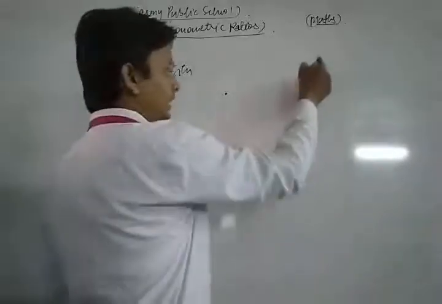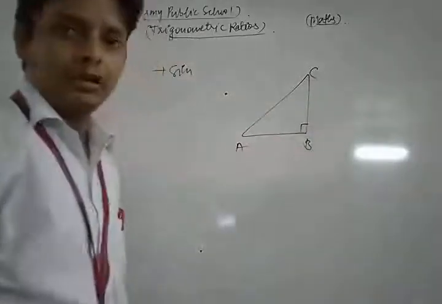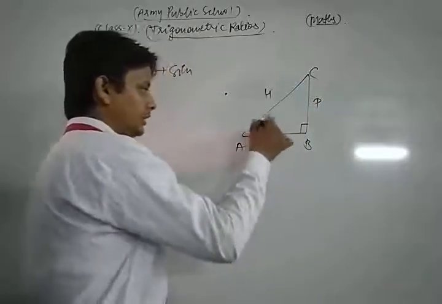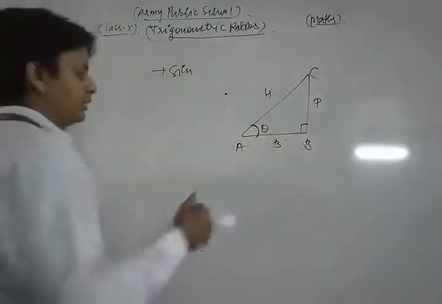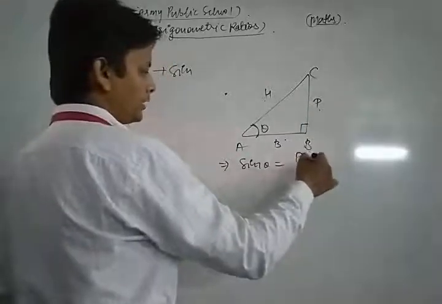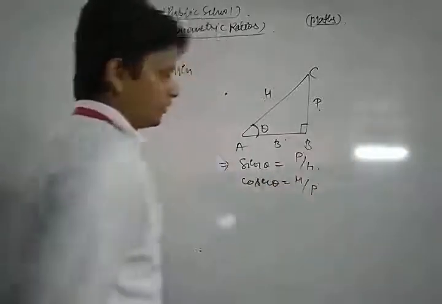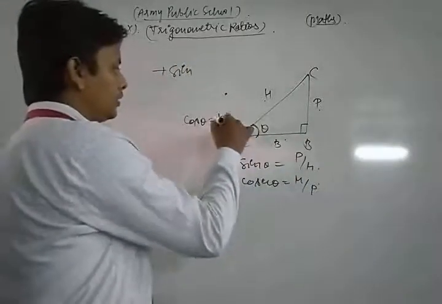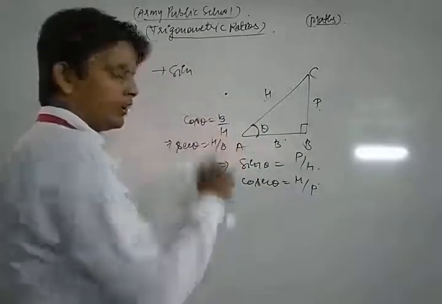And you know that for any right angle triangle ABC, right angle at B, this is your perpendicular, this is your hypotenuse, and this is your base. Suppose the angle A is theta. Then sine of angle theta is equal to perpendicular upon hypotenuse, and cosec theta is equal to hypotenuse upon perpendicular. Similarly, cos theta is equal to base upon hypotenuse. This implies that sec theta is equal to hypotenuse upon base.